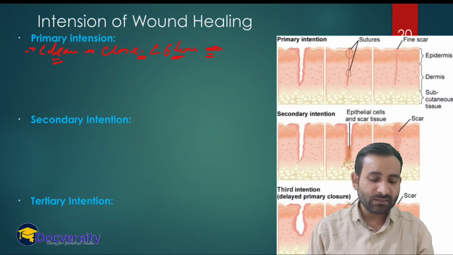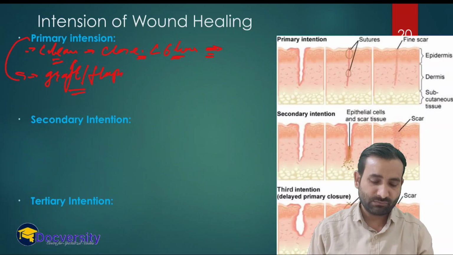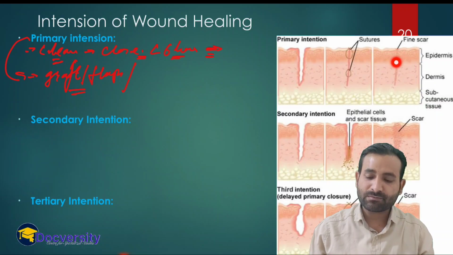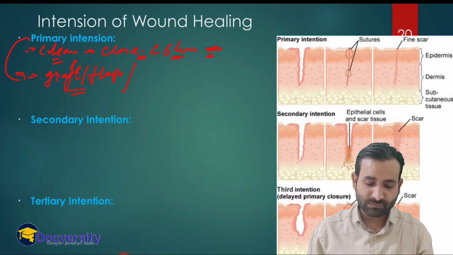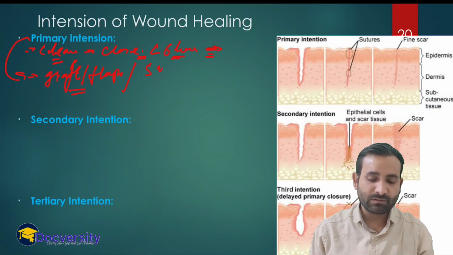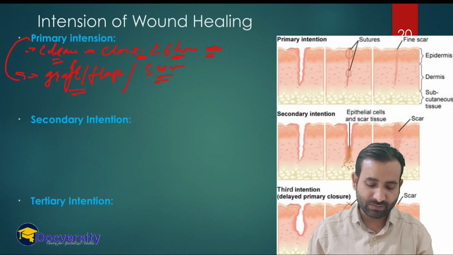And usually the graft, and then you have the flap, right? These flaps and grafts are also under primary intention of wound healing. And after the primary intention of wound healing, you can see the scar becomes very small, little, and it does not look ugly, right? So a clean scar formation occurs. So this is the primary intention of wound healing. So all kinds of surgical wounds, we will have the primary intention of wound healing.